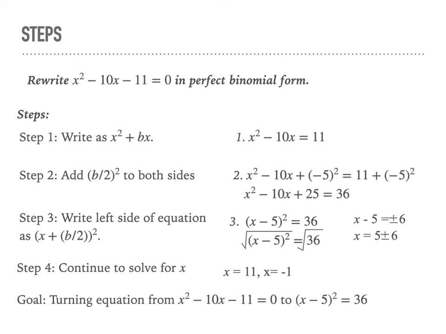Now adding on, please don't let the term (b divided by 2) squared trip you up by any means. It's just a way of finding the perfect square trinomial, and this can be found very easily as shown in this slide.